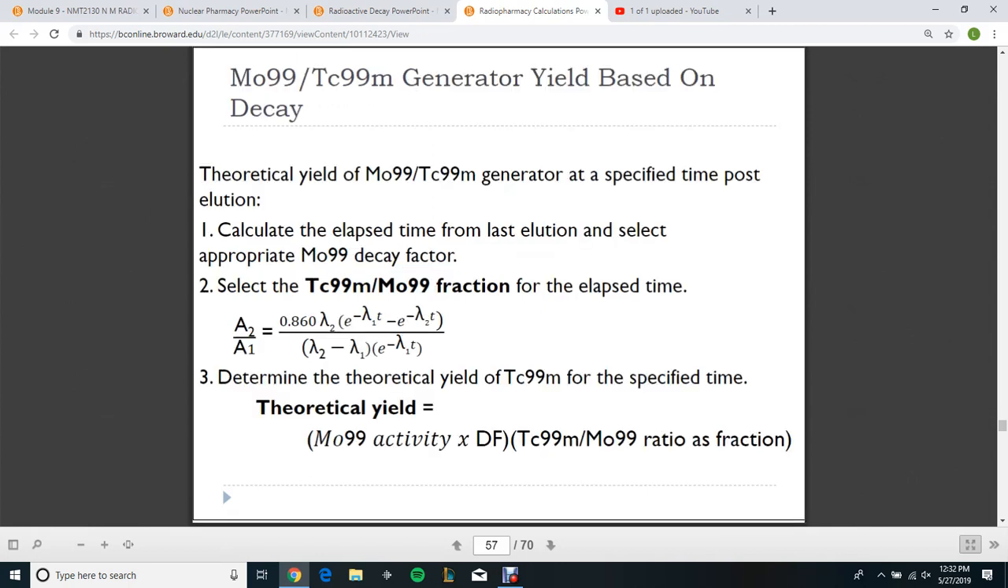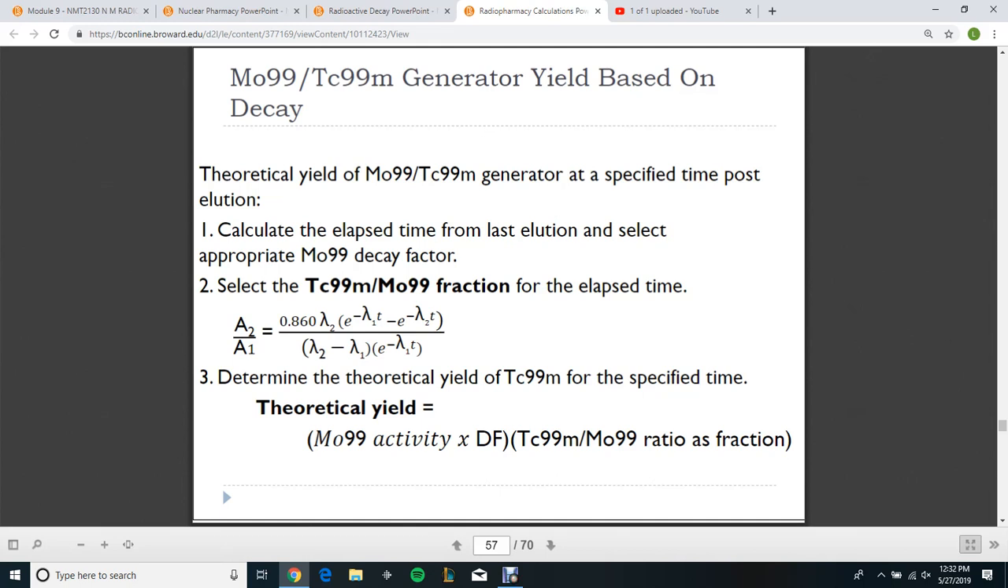Moly-99 generator yield based on decay. Theoretical yield of a Moly-99 generator at a specific time post-elution. Calculate the elapsed time from the last elution and select the appropriate Moly-99 decay factor. Select the technetium-99 Moly fraction for the elapsed time.